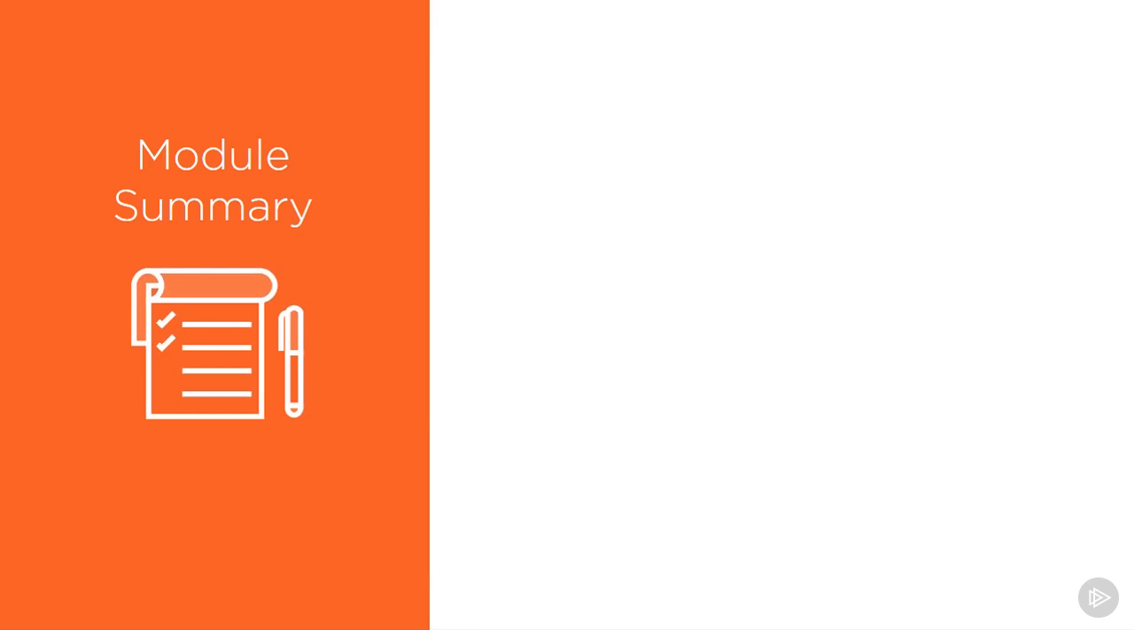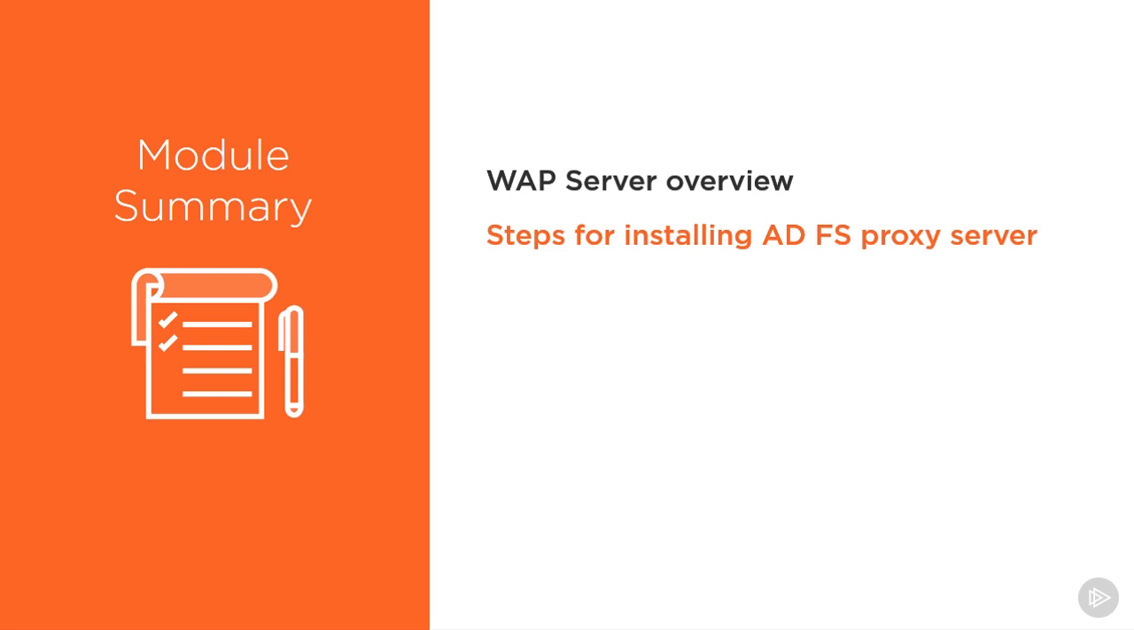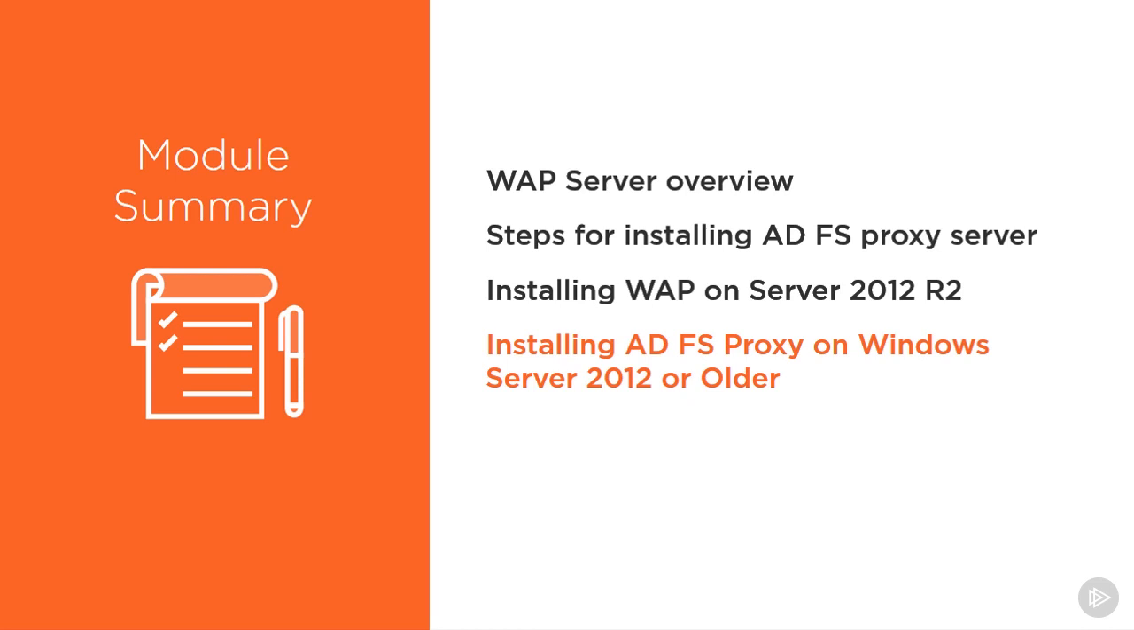So in this module, we explored quite a few options regarding the proxy server related to ADFS. We began with a WAP server overview. We then looked at the generic steps for installing the ADFS proxy server. Then we drilled down into the installation of WAP, or Web Application Proxy, on Server 2012 R2. But if you're not at Windows Server 2012 R2, we looked at the steps that are similar and different when installing ADFS proxy on Windows Server 2012 or even older than that. And then we wrapped it up by looking at some options, including some PowerShell commands that we have available to us for customizing your ADFS login page.